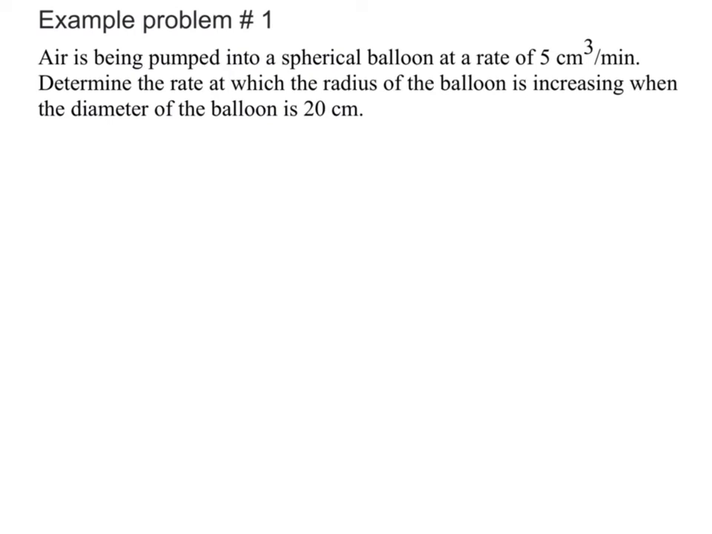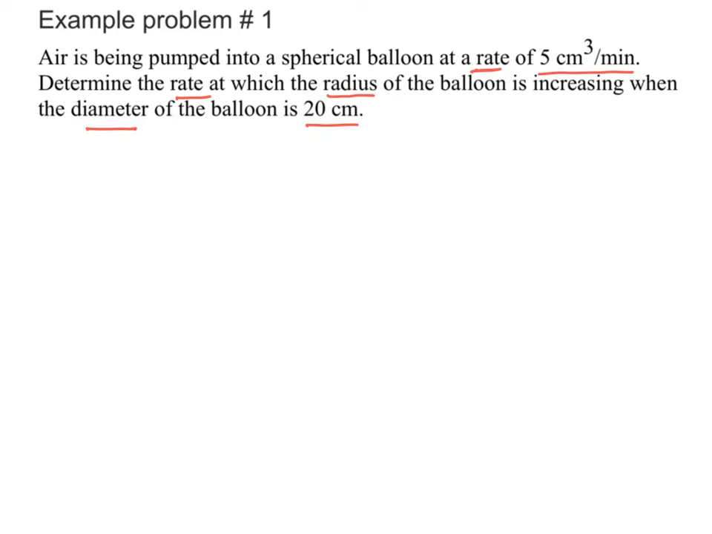All right, so problem number one. Air is being pumped into a spherical balloon at a rate of... there's the word rate, and it's something per something. Okay, I have to dissect what that means. Determine the rate at which the radius of the balloon is increasing when the diameter of the balloon is 20 centimeters. So I've got a diameter and I've got 20 centimeters.